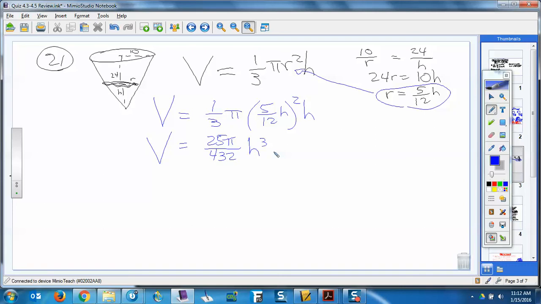But to me, that is the best way to think of it when it comes to doing the derivative, because the 25 pi over 432 is just a constant. The h is the variable. H is what's changing here, right? And so I like to keep the constant out in front and then the h cubed over there, right? Okay, so now what? Derivative with respect to, no, not h, time, right? So dv dt, v prime, equals. So we're going to bring the 3 down in front.